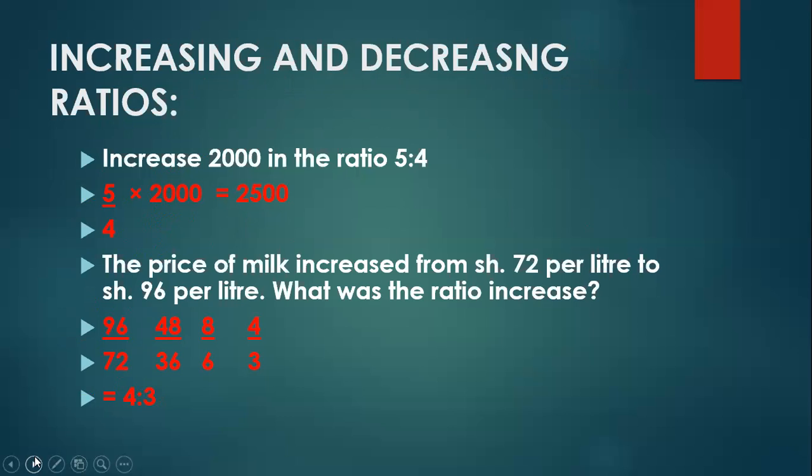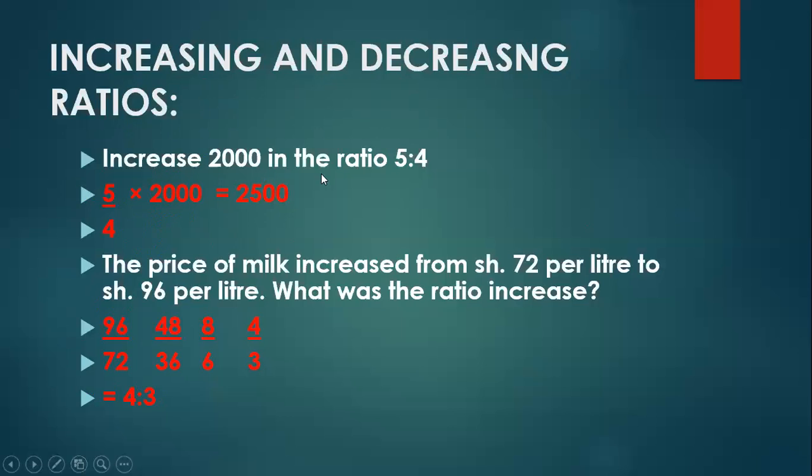Then, as I remind you also, the moment we started, we said we have what we call increasing and decreasing ratios. For example, someone can ask you to increase 2,000 in the ratio 5 is to 4. 5 is to 4 is an increasing ratio. So you just need to start with this 5 over this one, 5 over 4, then multiply by the quantity that you want to increase.